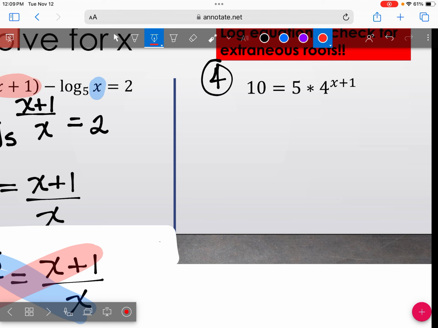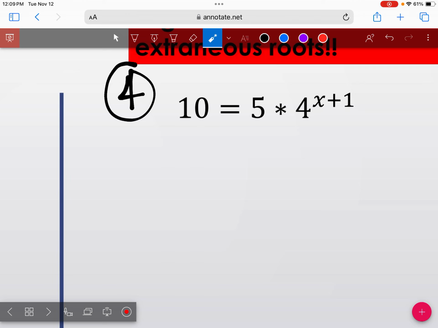Now this is not a log equation. If you don't see the word log in the equation, it's not a log. So this one does not have any extraneous roots. This is an exponential. So we don't have to worry about that red box. We don't have a red light. So what we need to do first, we have to get rid of the 5 because it's being multiplied. So we're going to divide both sides by 5.